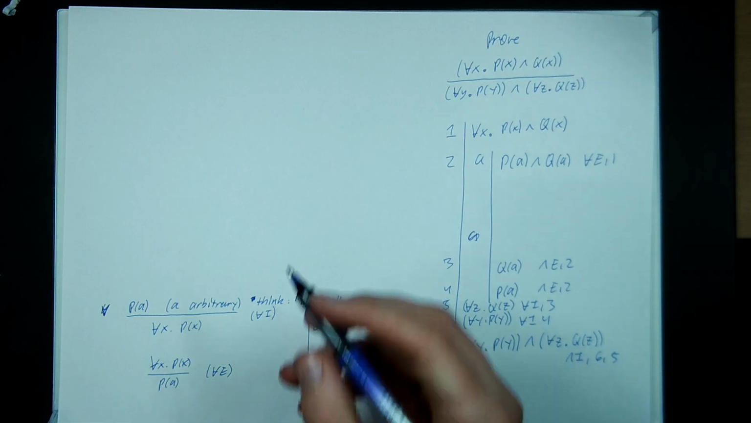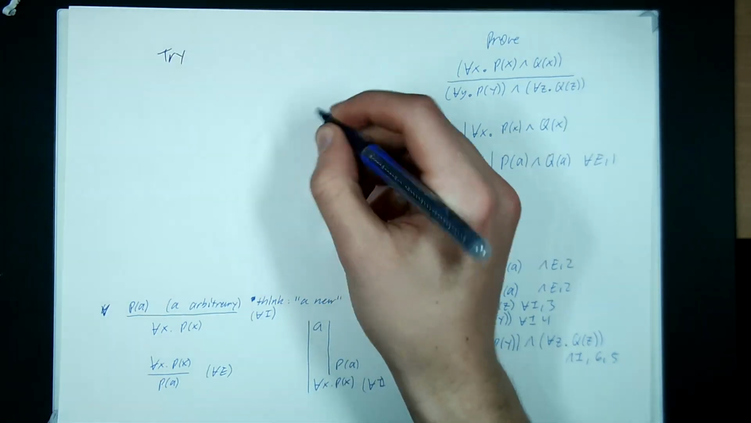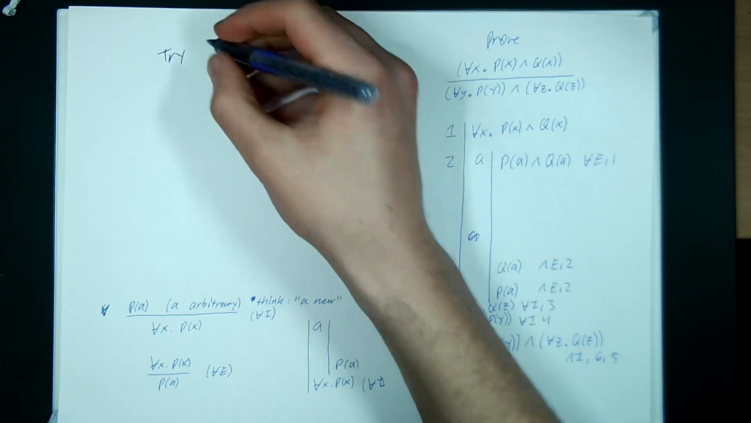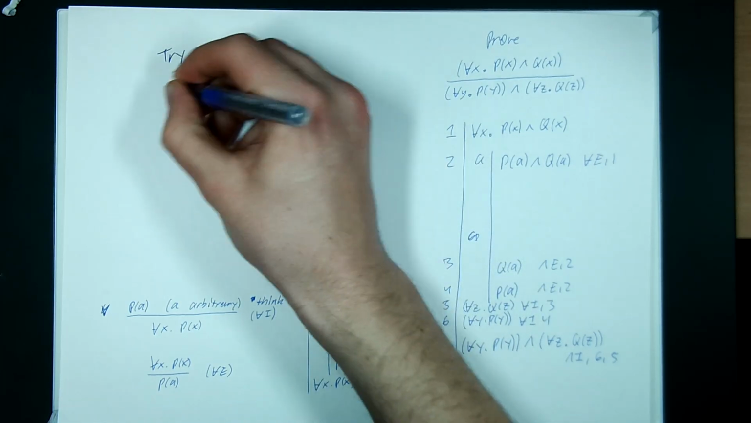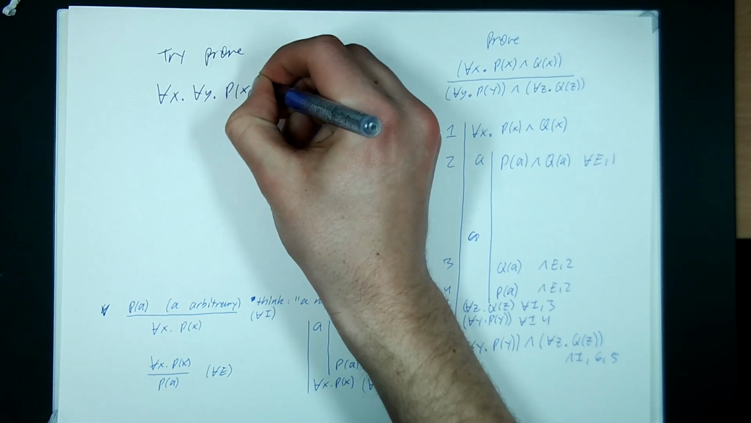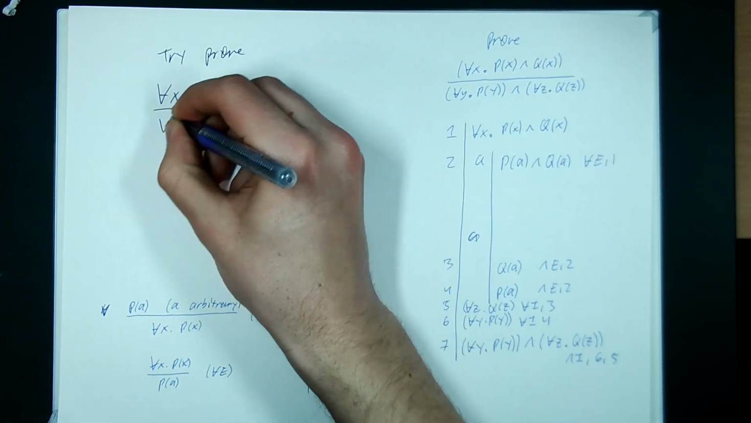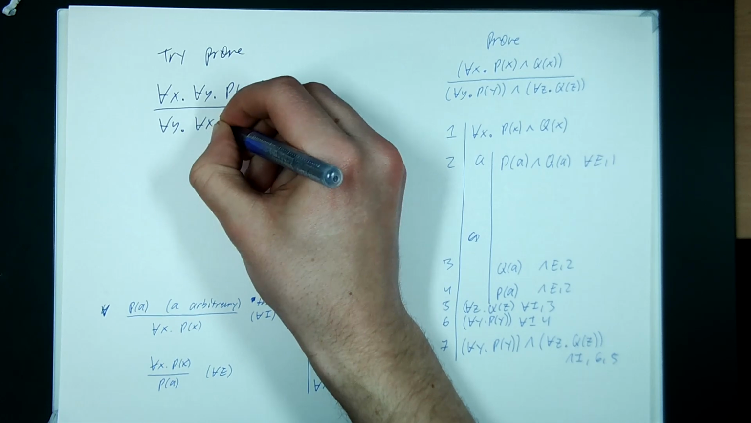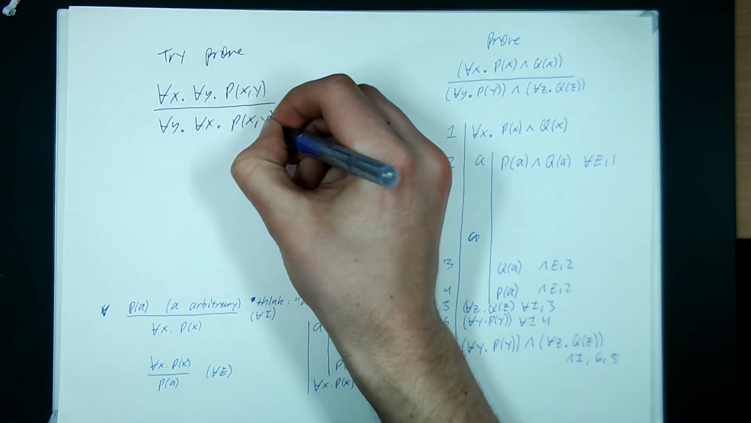As an exercise, you should try and prove that if you do for alls in a different order, it doesn't matter. So try to prove, if you know that for all x, for all y, p of x y, then you can conclude for all y, for all x, p of x y. So have a go at that.